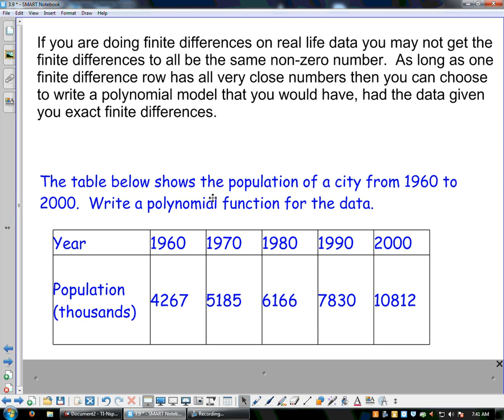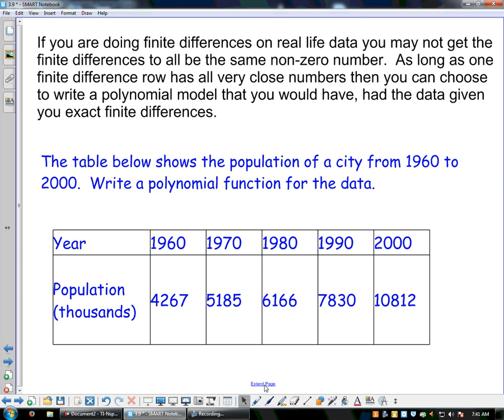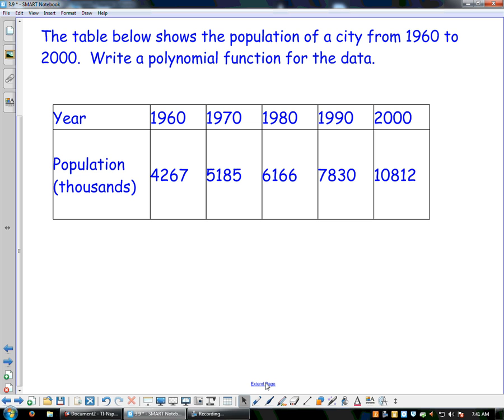The table below shows the population of a city from 1960 to 2000. Write a polynomial function for the data. So in 1960, the population was 4,267,000, which means it's really 4,267,000. In 1970, it was 5,185,000, because the population is in thousands here. So if we take the finite differences, I've got my little calculator here to help me out with this.